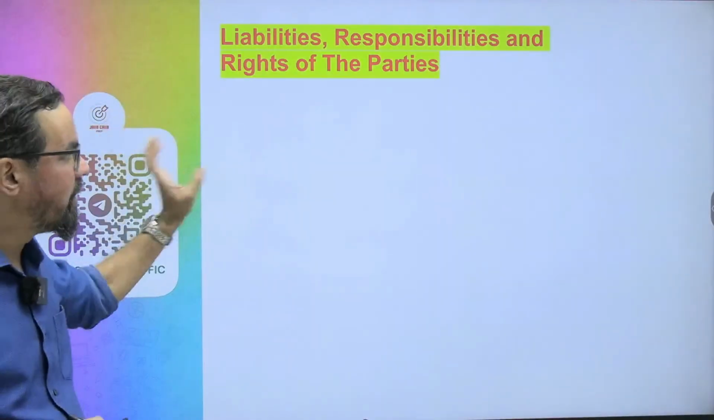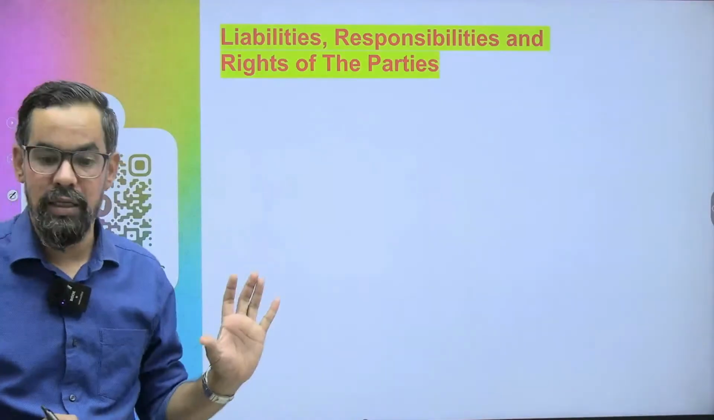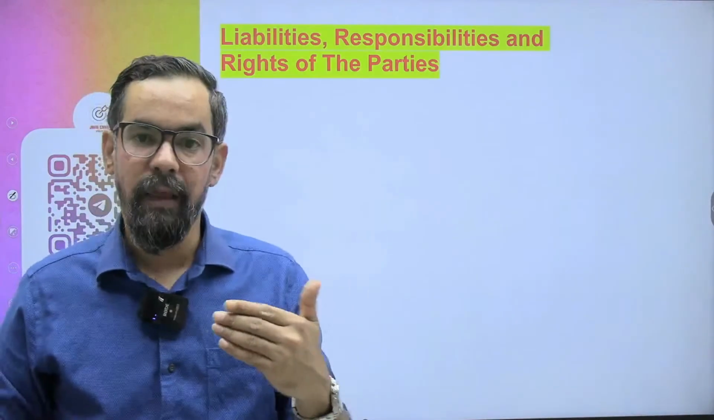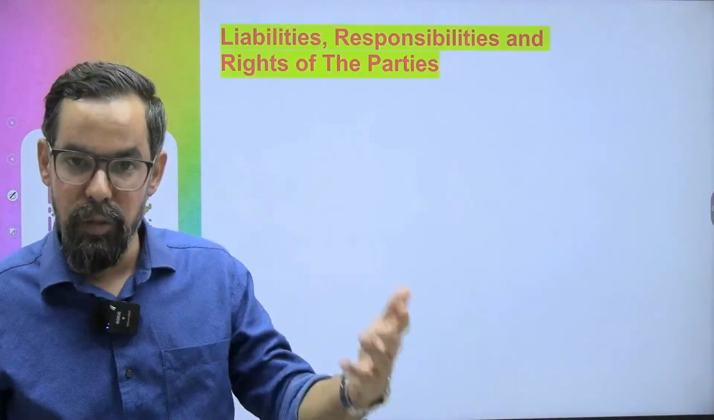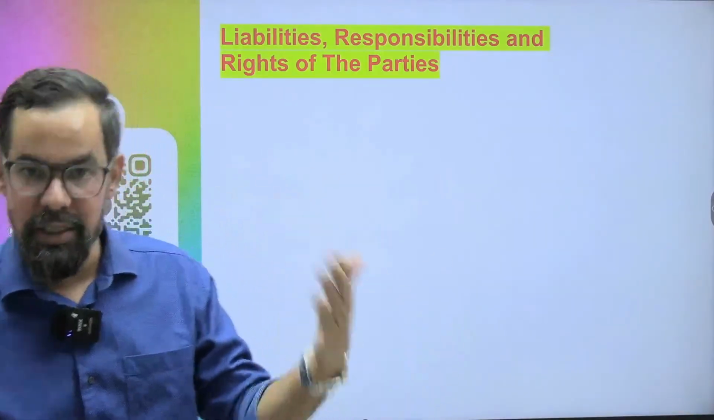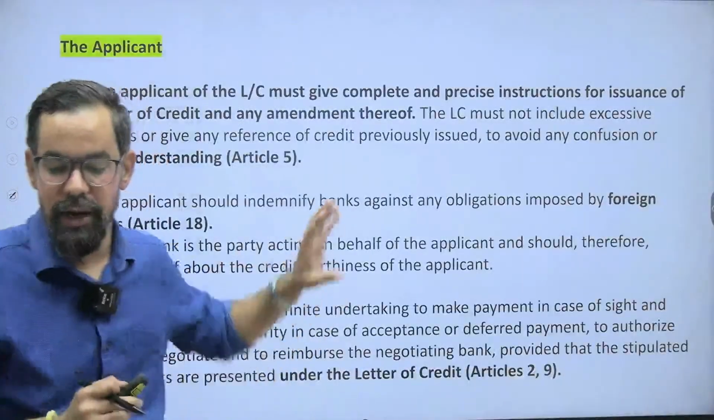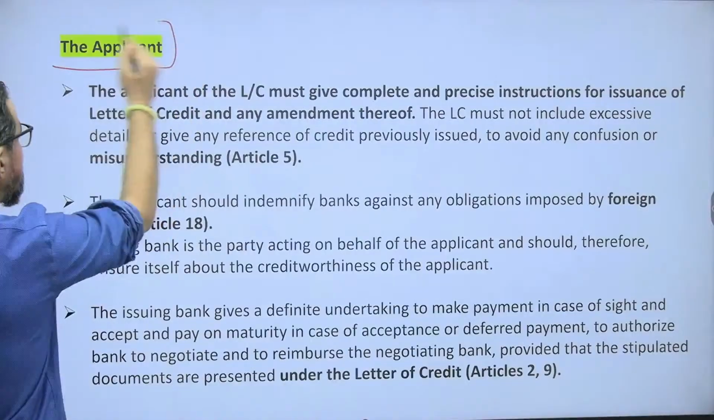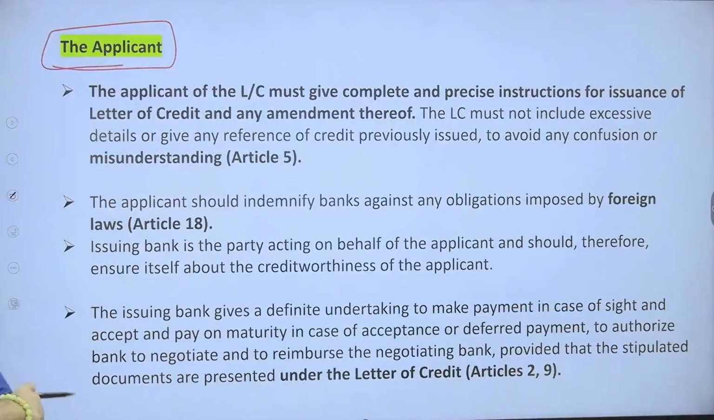Now, liability, responsibility and rights of parties. This was asked in the previous examination also. So around the applicant, the issuing bank, the beneficiary bank or the sellers, everything is generally defined under this portion. The applicant is responsible for the maximum things in this particular LC contract.